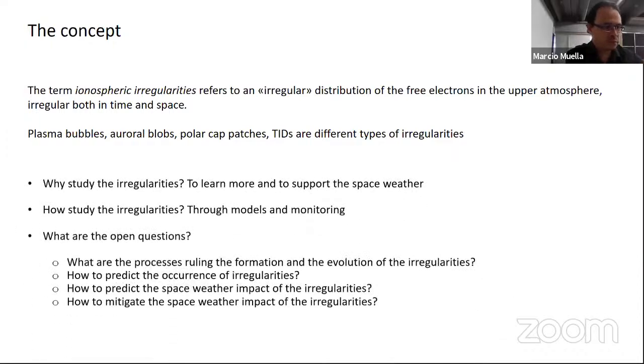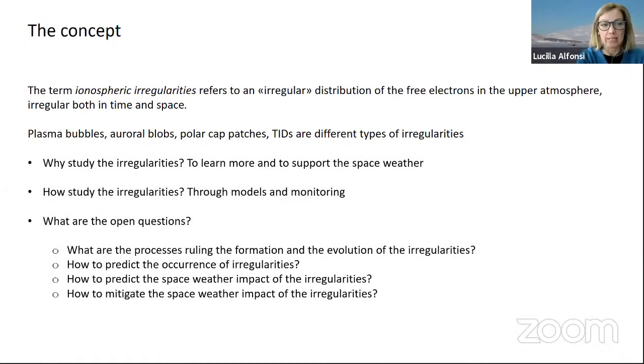And why do we care about the irregularities? We would like to study the irregularities because we want to learn more, of course, of the ionospheric plasma, but in particular to support the space weather application. In which way can we study the irregularities? There are several ways, actually. The most used are the use of models and actual monitoring, or a combination of these two approaches.